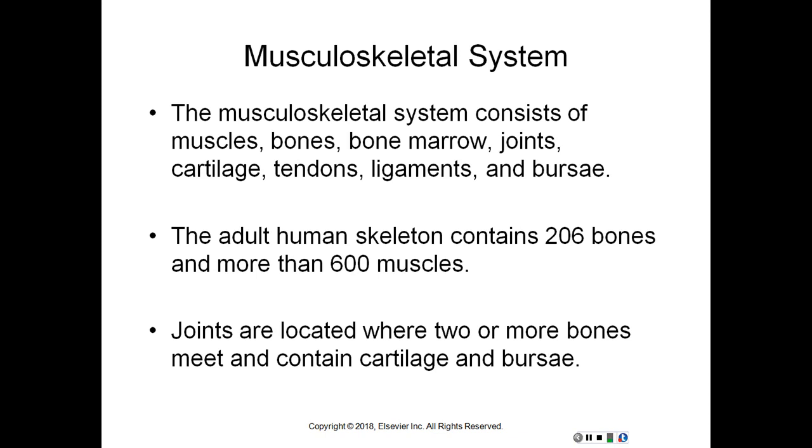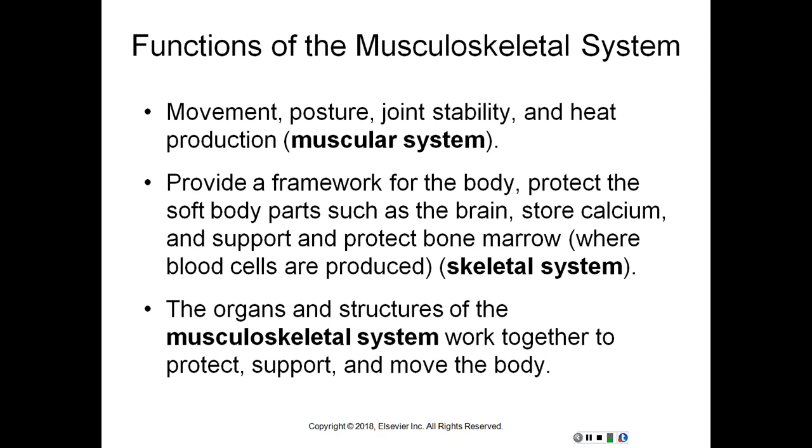The adult human skeleton contains 206 bones and more than 600 muscles. Joints form the union between bones and often allow for movement, although some do not. Most of the joints in the skeleton are freely moving and contain cartilage and bursa. So what is the function of this system? Well, it is movement, posture, joint stability, and heat production. The functions of the skeletal system are to provide a framework for the body, protect the soft body parts such as the brain, store calcium and support and protect bone marrow where blood cells are produced. The organs and structures of the musculoskeletal system work together to protect, support, and move the body.